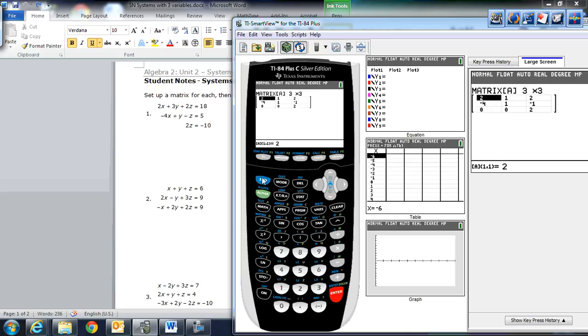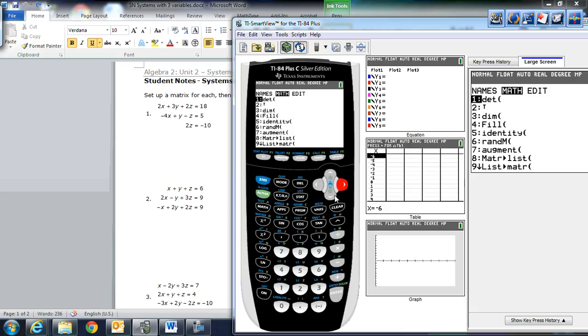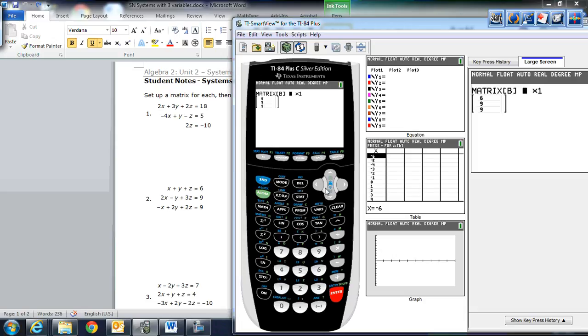So once you got that entered correctly, second quit, then second matrix again. I want to go edit B this time. Instead of a 2 by 1, it's now a 3 by 1. And then I'm going to enter 18, 5, and -10. Once I do that, then I'm going to let the calculator actually do all the work for me. So I'm going to quit out of that, get back to my home screen, then do second matrix.